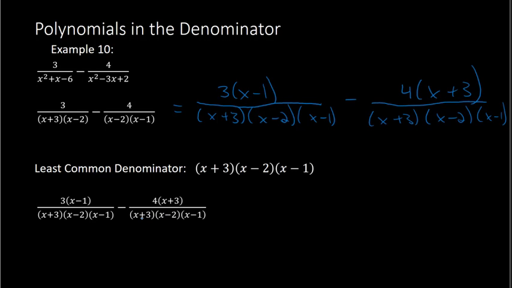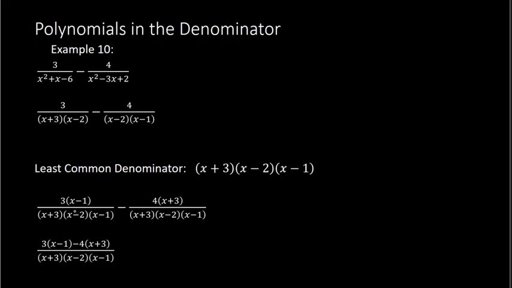And from here we can combine the fractions by subtracting the numerators. So we have 3 times x minus 1 minus 4 times x plus 3. Now we could simplify the numerator by distributing. We have 3 times x and 3 times negative 1. That would give me 3x minus 3. And then negative 4 times x is negative 4x, and negative 4 times 3 is negative 12. So my numerator will be like that. We see it typed up here at the top.